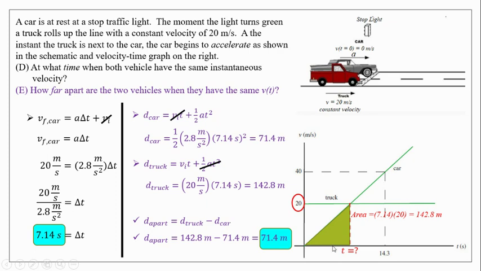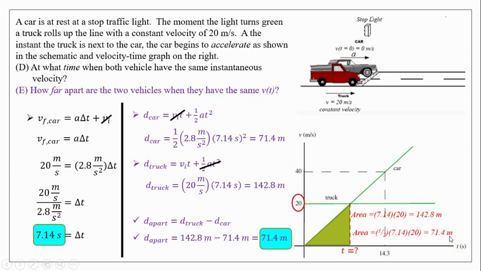I want to start from the horizontal axis. I want to go ahead and shade it all the way up to where it touches the graph for the car. Well, this is a right triangle, so we can use the same information. The area of a right triangle is just 1/2 times base times height. Again, the base here is 7.14, the height is 20. So if you do 1/2 times 7.14 times 20 in your calculator, you'll get 71.4.